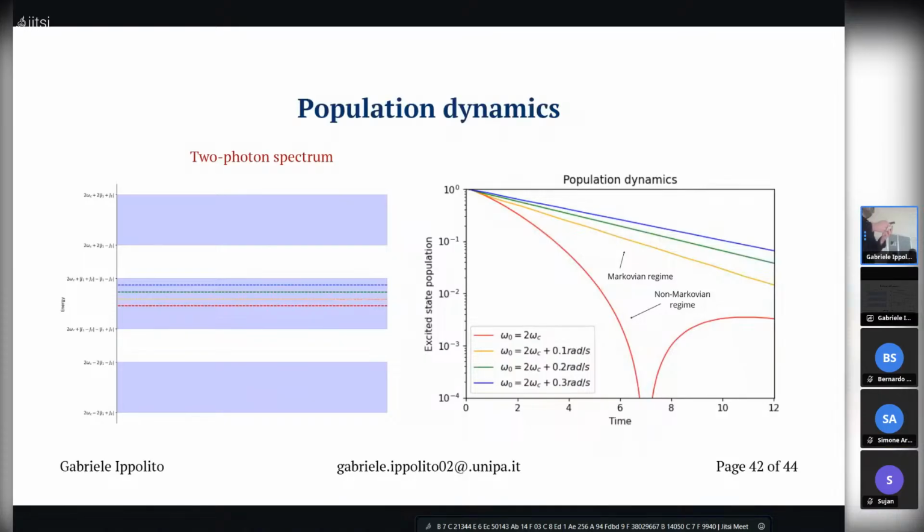If we now put, for example, the atomic frequency here, and you see that each color in this plot shows where the atomic frequency is tuned. If we are far from the center of the band, we again observe a Markovian regime. So the atomic population decays exponentially. If we are at the center of the band, or at the center of the other band, we observe a non-Markovian behavior that is really similar to what I observed during my thesis.